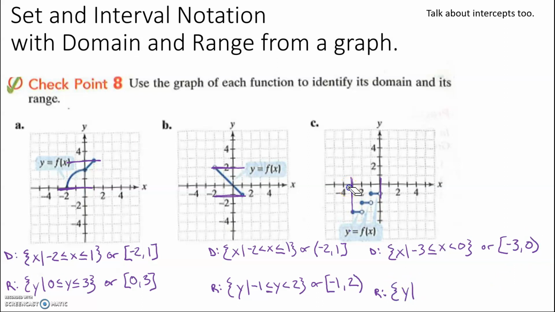And last, range is our y's. Now y is a little weird because notice x's, I can plug in -3, -2.5, and I still get a coordinate because those lines are there. But here for my y's, I'm only plugging in a -3, a -2, and a -1. So we're going to say y equals -3, -2, and -1.